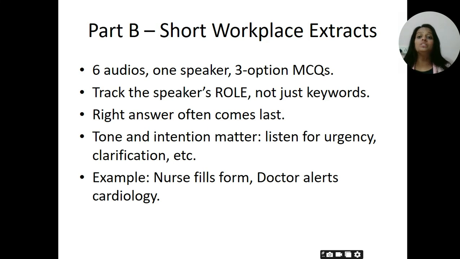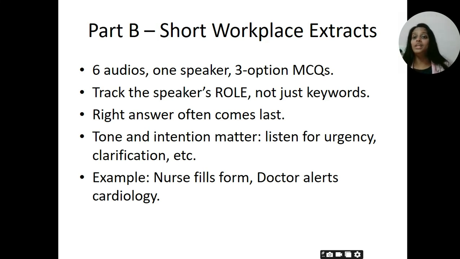So, practice with the speaker role mindset. You have to ask yourself, is this person giving instructions? Or are they reporting something? Are they clarifying a misunderstanding? That frame helps you filter the noise.